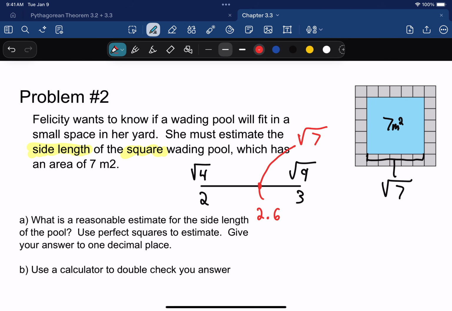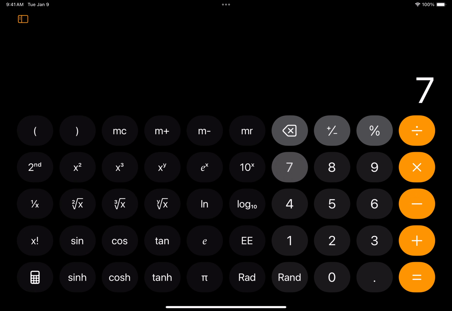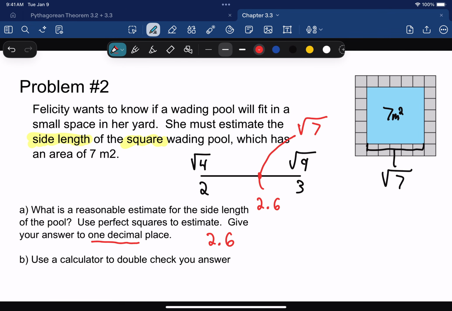So this would be a reasonable estimate for the side length of the pool. 2.6, it said to the nearest 1 decimal place. So this would be our answer for that one. And then B says use a calculator to double check our answer. So let's grab our calculator. Let's hit 7 and let's hit the square root button. And we get 2.64, so 2.6. So our answer is 2.6.